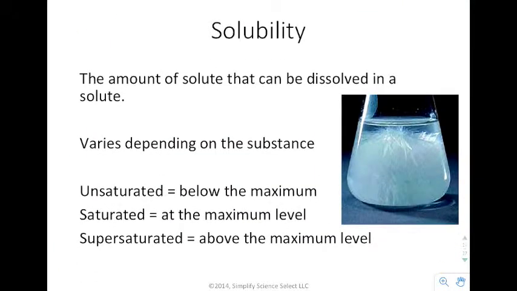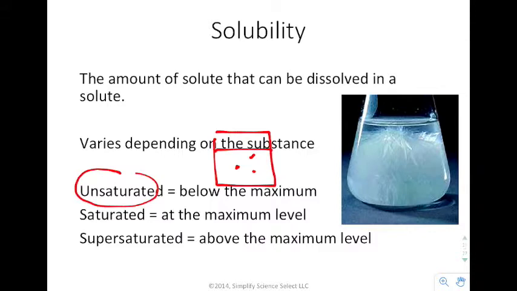Okay. The solubility, the amount of solute that can be dissolved in a substance, varies depending on a couple of things. First, we need to define what these are. So you have something that's called an unsaturated solution. An unsaturated solution is where it's holding less than the maximum that it can. So you've got 1 or 2 solute particles in there. I can add more and it will dissolve, and that's considered to be an unsaturated solution.